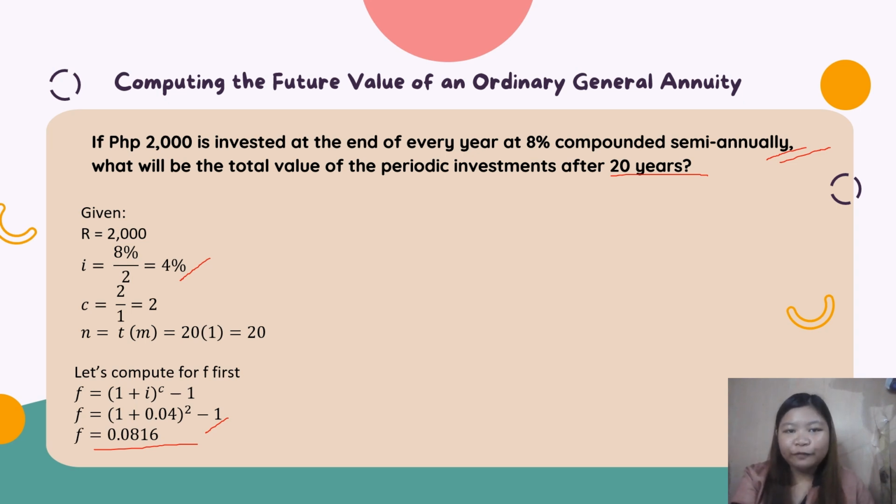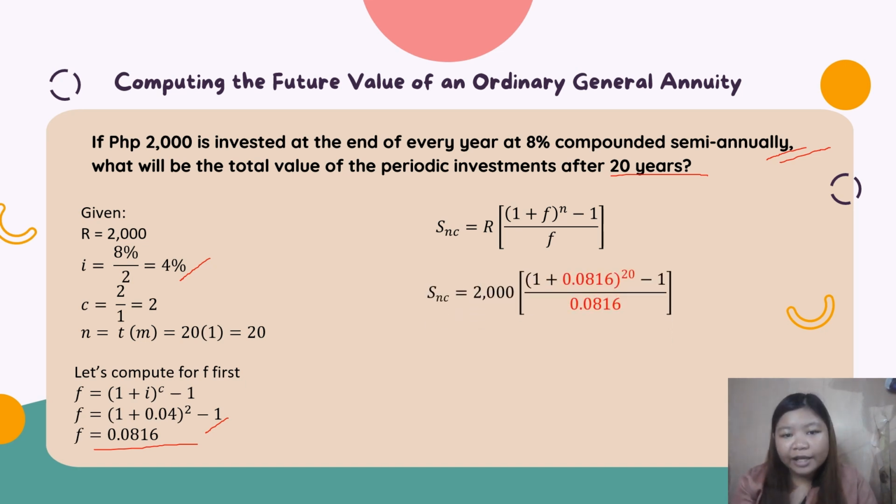Then, after we found out the value of F, we will substitute our values in our formula. So, the formula of the future value of an ordinary general annuity is S sub NC is equal to R times the quantity of (1 plus F) raised to N minus 1 all over F. Then, we will substitute all the values of our variables. So, we have 2,000 times the quantity of (1 plus 0.0816) raised to 20 minus 1 all over 0.0816.